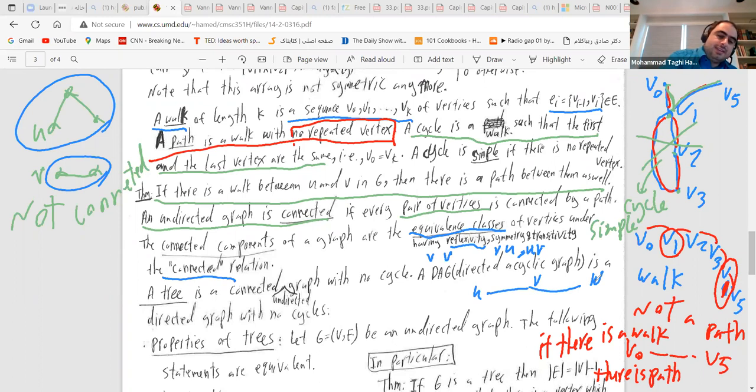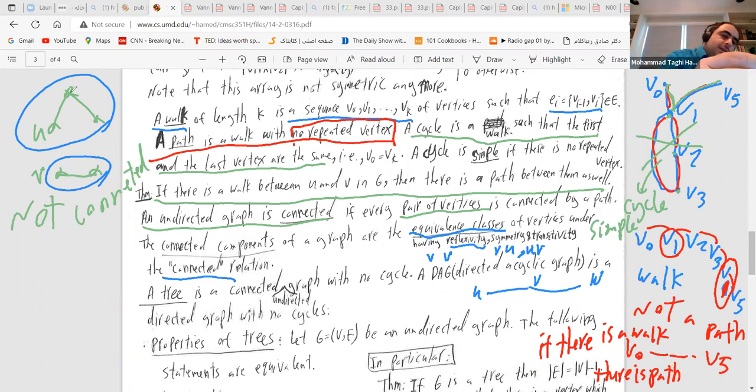So if the relation is connectivity between the vertices, it can partition the vertices into equivalence classes. These equivalence classes are sets of vertices which are all connected to each other, and these are the connected components. If you don't want to use the more formal equivalence class, you can say that each connected component is a set of vertices in the graph that are all connected to each other.